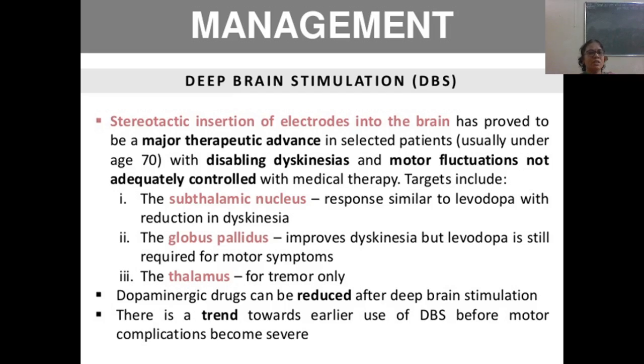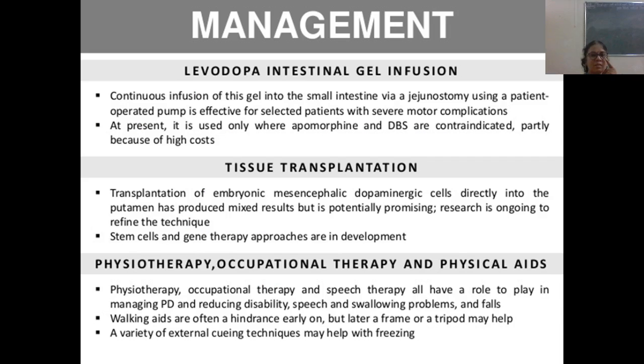Then deep brain stimulation. It is a stereotactic insertion of electrodes into the brain and has proved to be a major therapeutic advance in selected patients with disabling dyskinesias and motor fluctuations not adequately controlled with medical therapy. Targets include the subthalamic nucleus, response similar to levodopa with reduction in dyskinesia. The globus pallidus improves dyskinesia, but levodopa is still required for motor symptoms. The thalamus for tremor only. Dopaminergic drugs can be reduced after deep brain stimulation. There is a trend towards earlier use of deep brain stimulation before motor complications become severe.